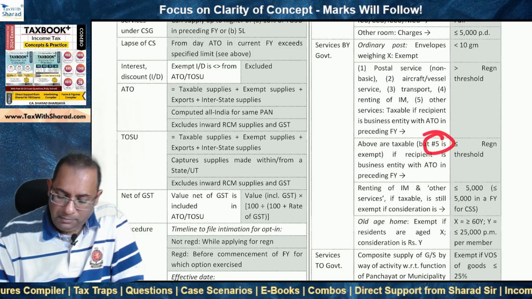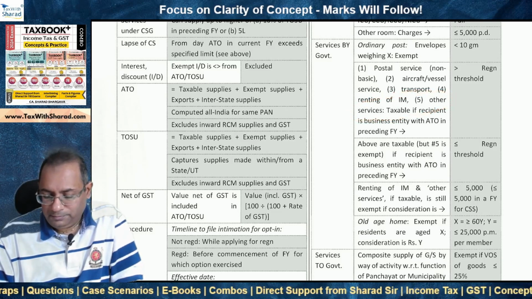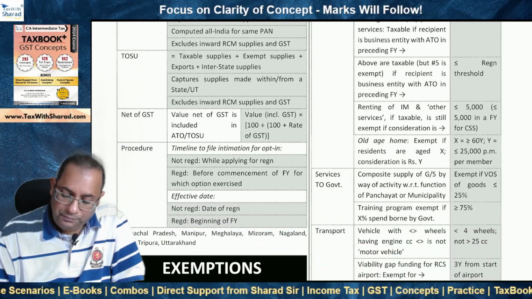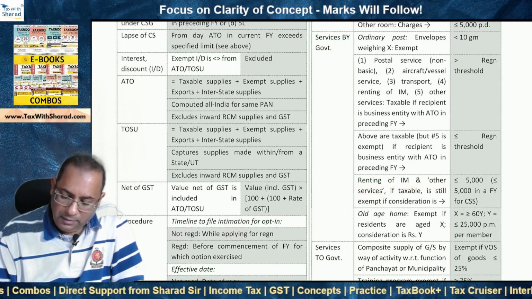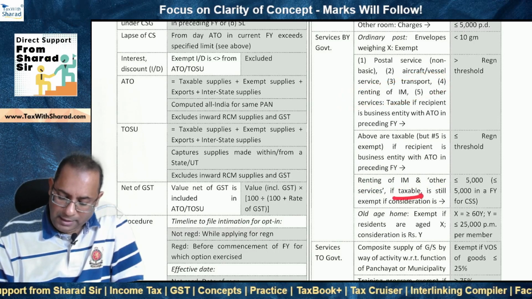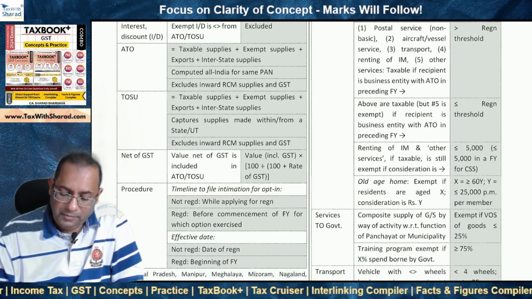But number 5 is exempt. That means other services are exempt. Okay, other services are exempt in this case. Now, renting of immobile property and other services. Even if it is taxable, it is still exempt. It will still be exempt in a particular case.